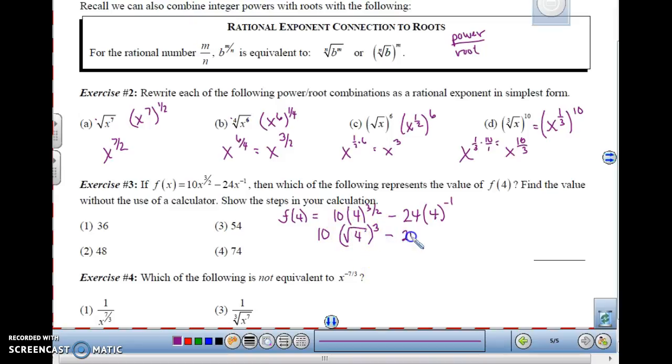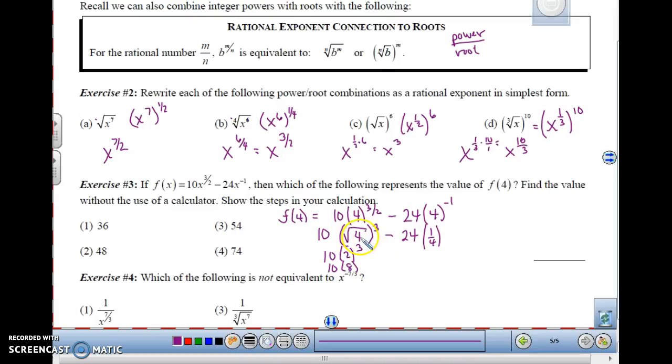All right, and then 24. What's 4 to the negative 1 rewritten as? Well, to make it a positive exponent, we have to use its reciprocal, so it would be 1 over 4. All right, so 10 times the square root of 4 cubed. The square root of 4 is 2. Cubed. 2 cubed is 8.